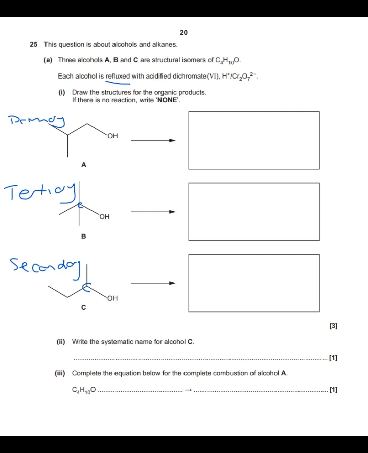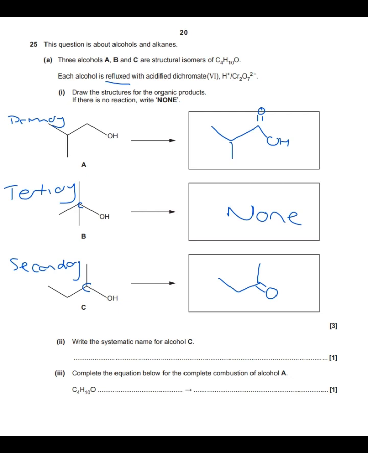So if we oxidize and reflux a primary alcohol, we're going to form a carboxylic acid. So we've got our O, still got our OH, got that there, and then we're going to have our carboxylic acid there. Tertiary cannot be oxidized, so no reaction is going to take place. And a secondary can be oxidized as far as a ketone. So that OH becomes a double bond O.